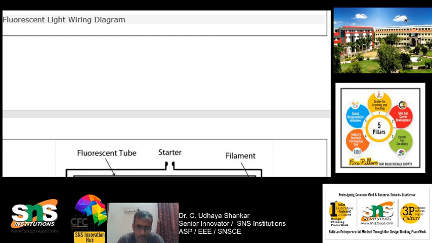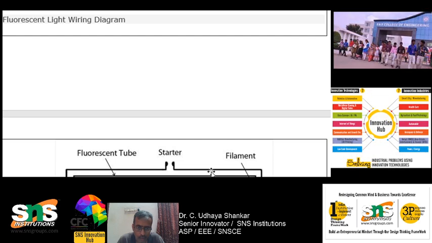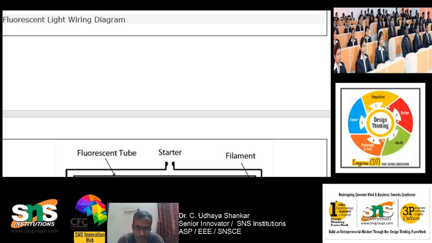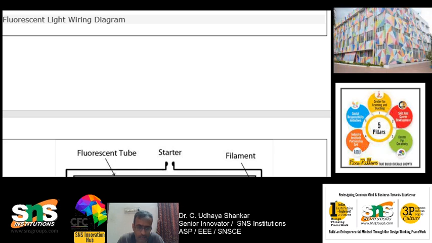Okay, so the starter will be connected. Two different points of the starter will be connected to two different ends of the tube light, whereas the other two ends will be connected to the supply. One end will be connected directly to the phase, whereas the other end will be connected through the ballast. So this is how the circuit looks like.